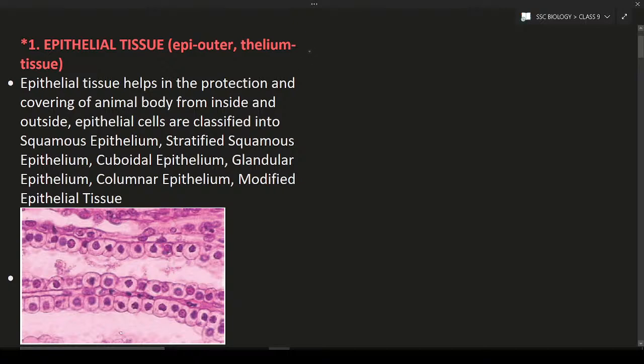So in the last class we discussed a few tissues, epithelial tissue and also connective tissue and so on. We have discussed just the overview.